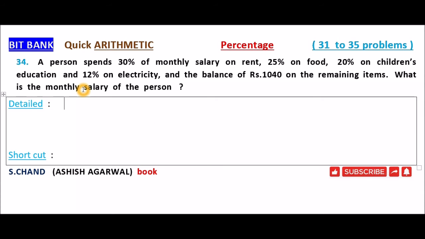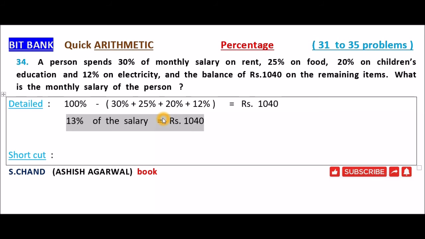From his monthly salary, after spending the amount on rent, food, children's education and electricity, the remaining balance is 1040. Suppose total monthly salary is 100%. So 100 minus the sum of the expenditures, 30 plus 25 plus 20 plus 12, is equal to the remaining amount. So 30 plus 25 is 55, 75, 77, 87. 100 minus 87 is 13%. So that 13% is equal to 1040.